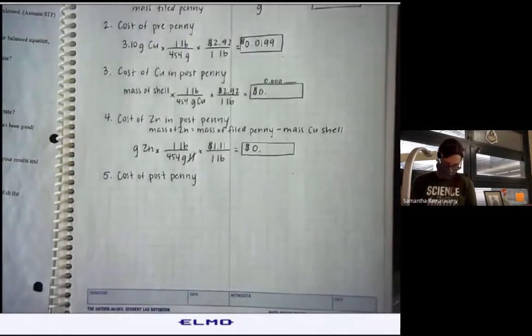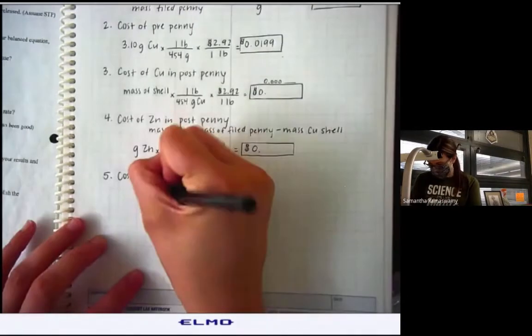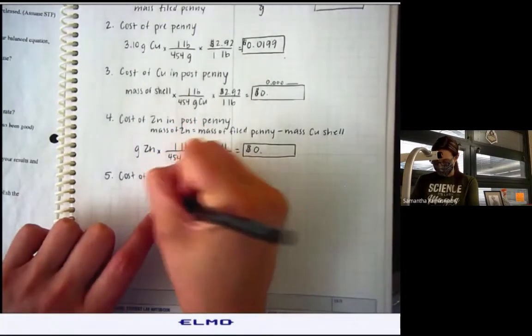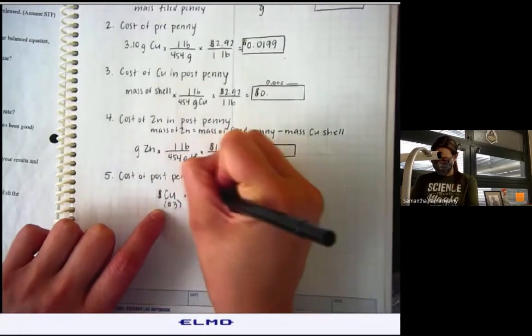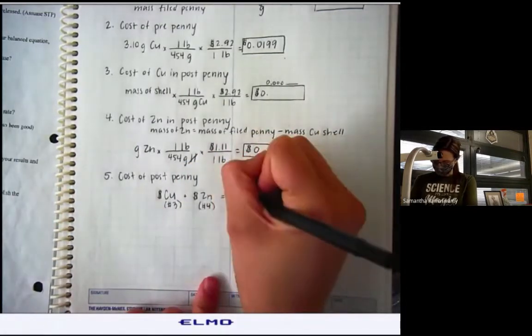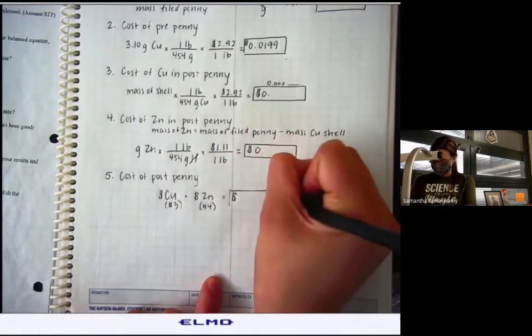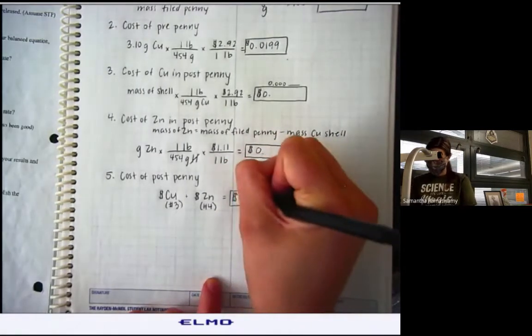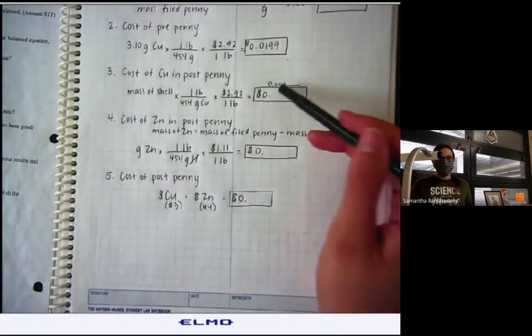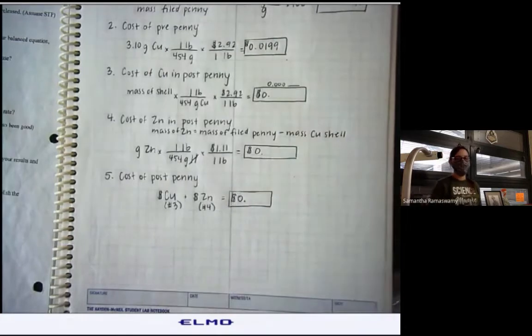So the cost of the post penny. We're going to take the cost for the copper, so this is from number 3, plus the cost of the zinc, which is number 4. That's going to give us our cost of a post penny. Right, it still should be 0 point something. You should find that it's less than 1 cent, so it should be less than 0.01. So what we did in number 5 is we used 3 and 4. We added those together.